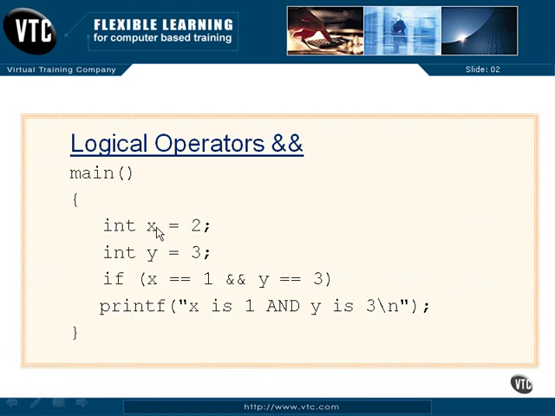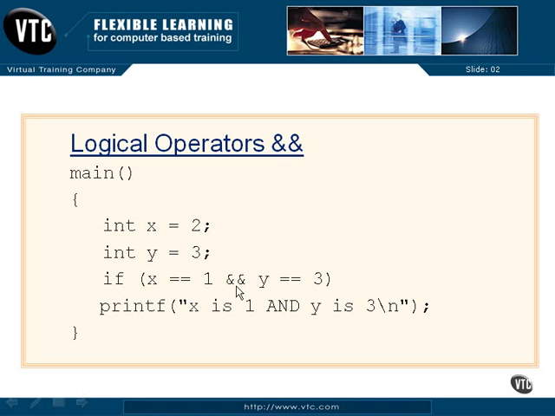We say here x is assigned the value of 2, y is assigned 3. If x is equal to 1 and y is equal to 3, then we'll print this out. Now here's an important part about C. C will evaluate this statement left to right across here. So C will do this test first, if x is equal to 1. Now it is not, because we assigned it the value 2. So this test will fail right off the bat.